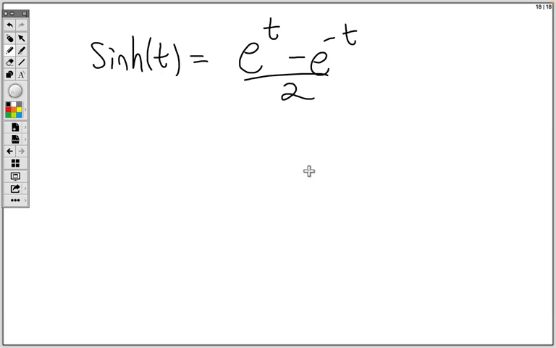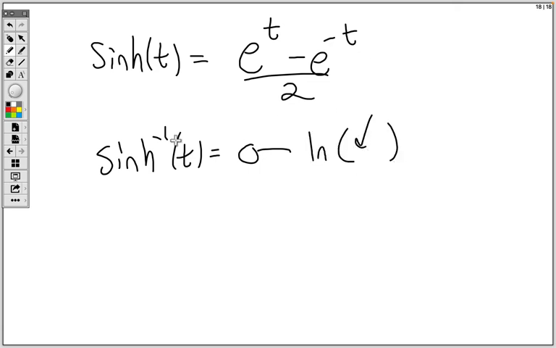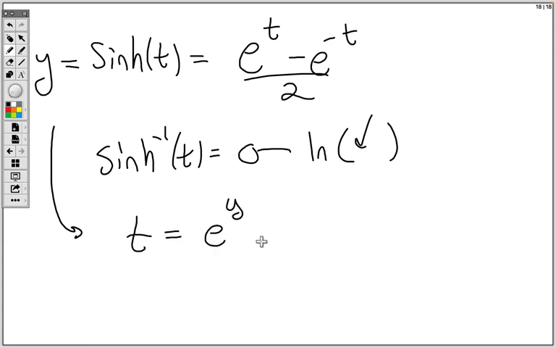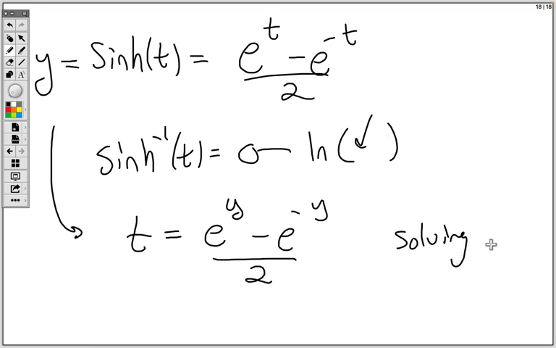Now, what's interesting is, if you want to, in the privacy of your own home, the hyperbolic sine is defined as e to the t minus e to the minus t over 2. And you can go through the algebra to find an expression of the inverse hyperbolic sine in terms of logs. How you would do that is switch inputs and outputs here. You call this thing y, and then you switch: t would be e to the y minus e to the minus y over 2. And you would go about solving for y. If you're interested in that, let me know.